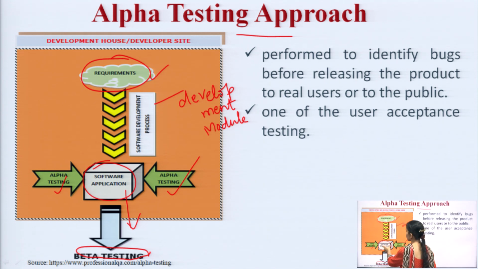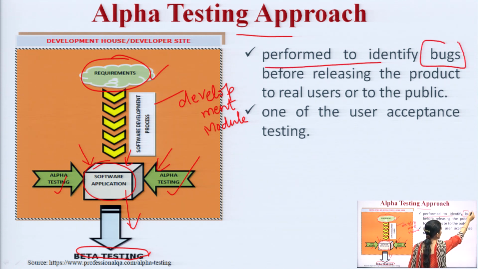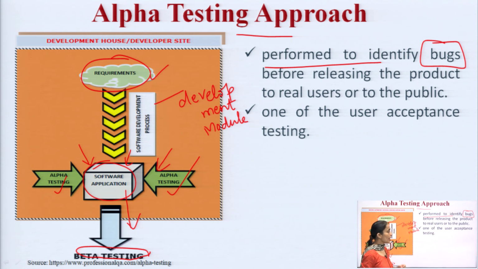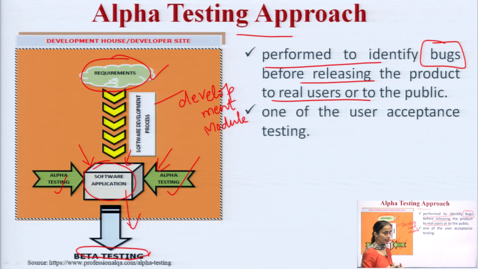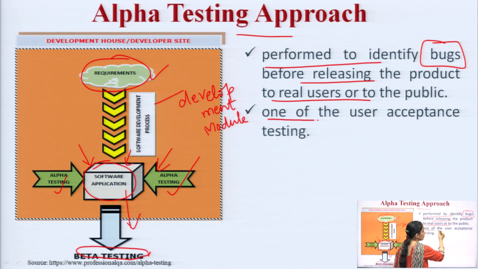So, before the release of the software, when it is handed over to the customer for the use of this application, it is tested against different sets of inputs. We will give valid inputs also, and invalid inputs also, to know the behavior of the software. So, I can say that it is an approach performed to identify bugs, the main important task of alpha testing, to identify as many bugs as possible before the release of the product, so that these bugs get corrected before reaching the real users or the public. We can say that this is one of the UAT, that is, user acceptance testing.